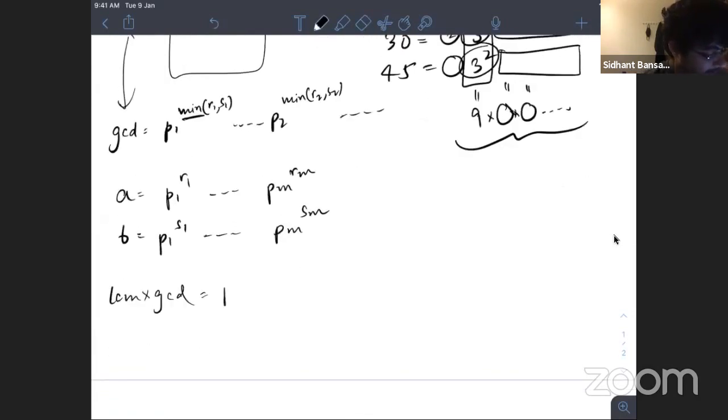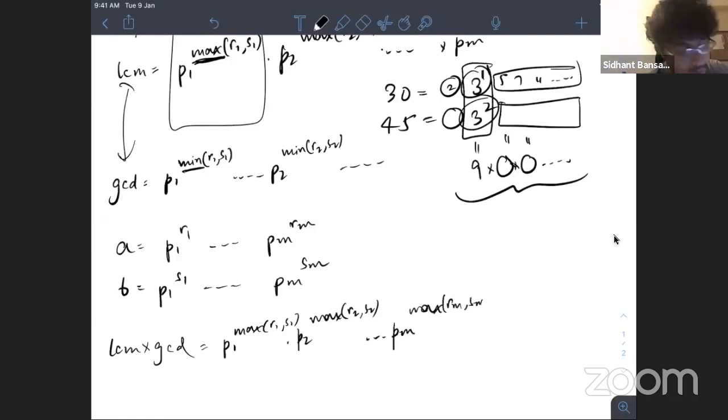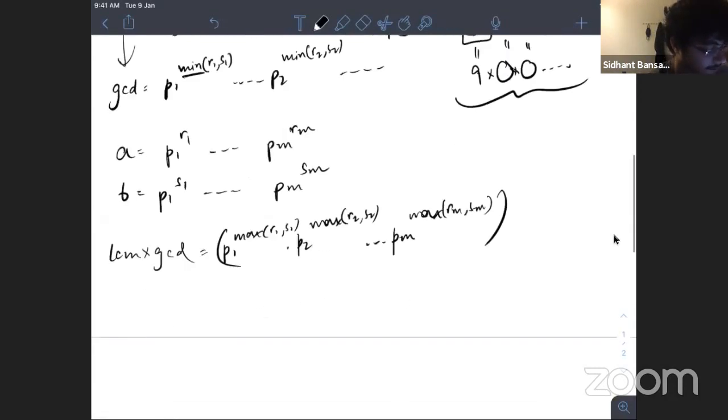What is LCM? LCM is P1 to the, as we just now discussed, max of R1 comma S1, and then P2 to the max of R2 comma S2, and so on up till PM, right? Max of RM comma SM, and then this whole thing is the LCM, and then this is being multiplied by the GCD, which is what? Min of R1 comma S1.